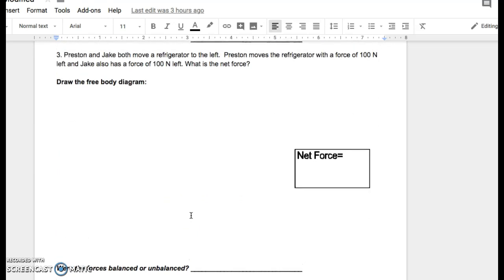Number 3, Preston and Jake both move a refrigerator to the left. Preston moves the refrigerator with a force of 100 newtons left, and Jake also has a force of 100 newtons left. What is the net force? Were the forces balanced or unbalanced?